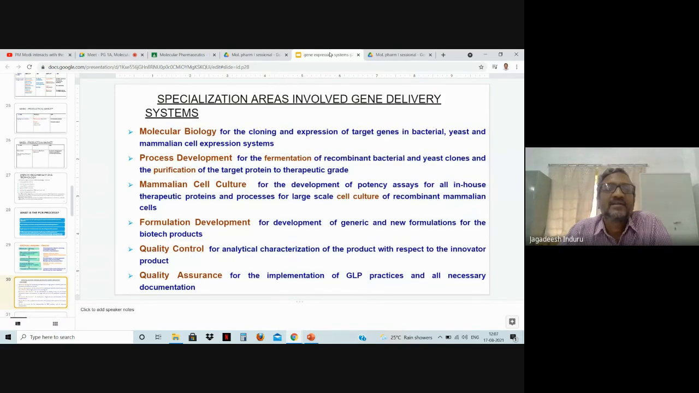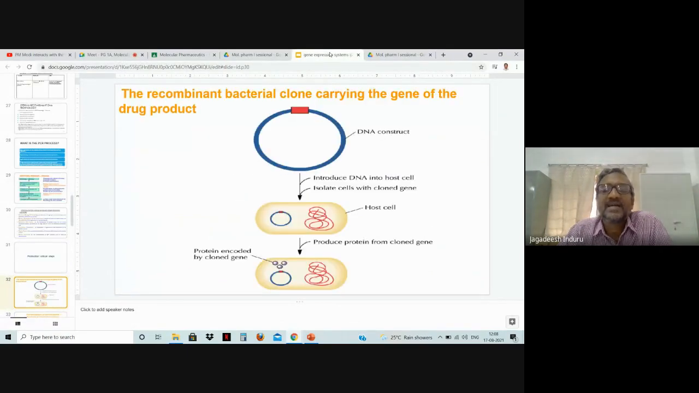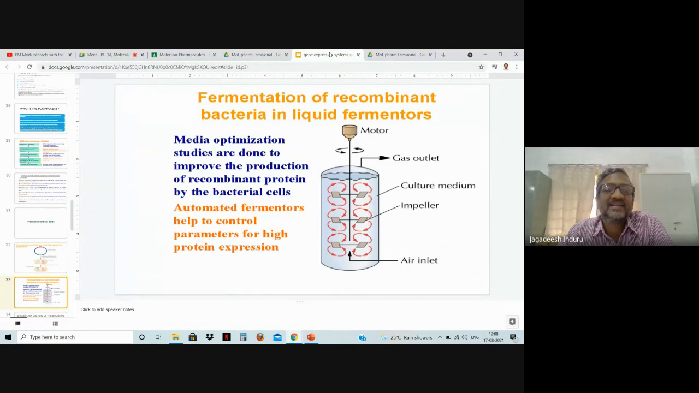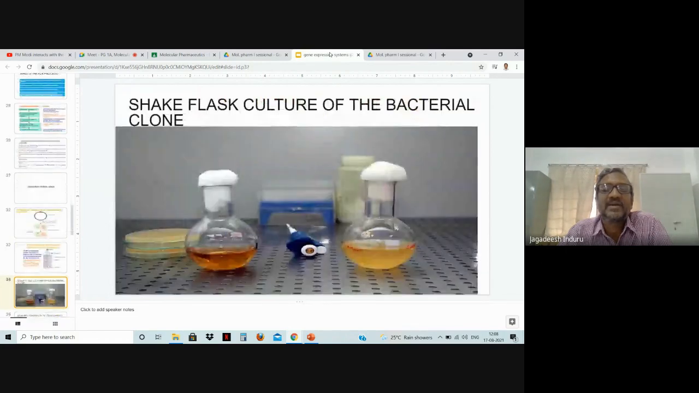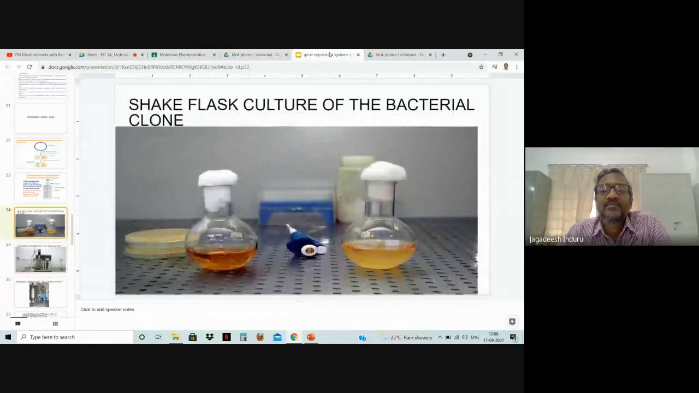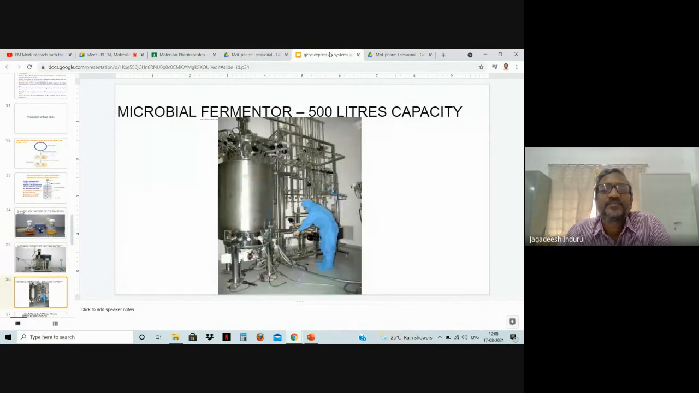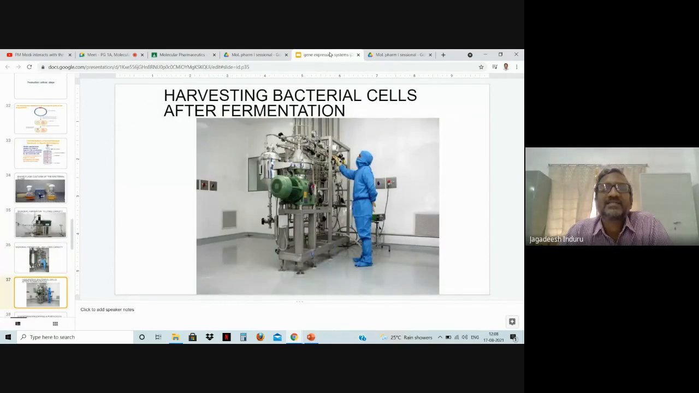This is actually what each step is. It is clearly explained here, and the production critical steps are explained later in a diagrammatic manner. The same thing we have already seen previously in the picture diagram. This is in the lab, and this is at pilot scale, 10-liter capacity. This is used in the production scale. This is actually the removal of your required components.